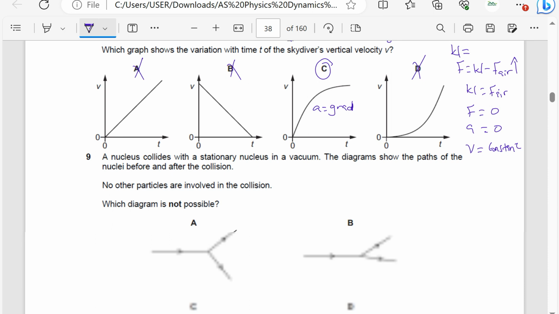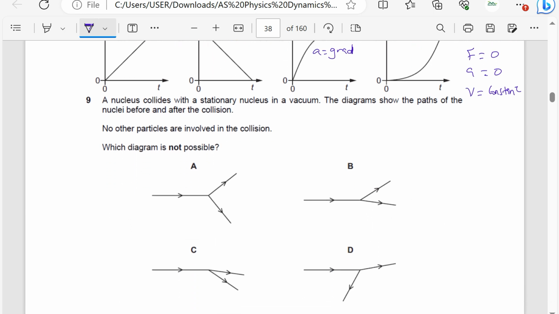A nucleus collides with a stationary nucleus in a vacuum. The diagrams show the paths of the nuclei before and after the collision. No other particles are involved in the collision. Which diagram is not possible? Okay. So I think that the diagram which is not possible is going to be C, because remember, momentum must be conserved.